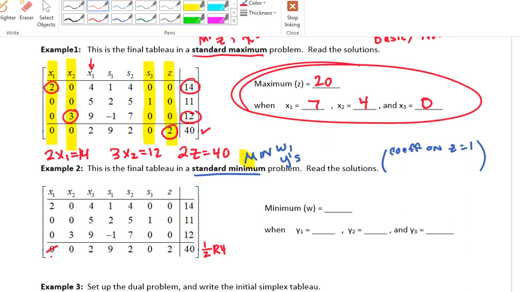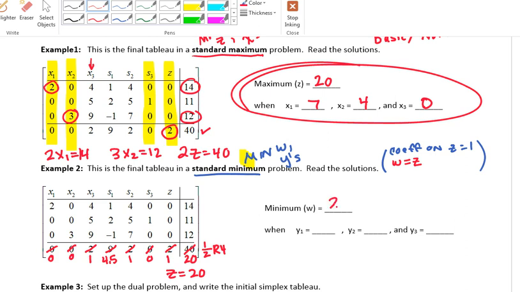Okay, now I have to do that to all the numbers. So all of these numbers I'm going to cut in half. 2 divided by 2 is 1. 9 divided by 2 is 4.5. 2 divided by 2 is 1. 0, 1. 40 divided by 2 is 20. Okay. Now remember, if I have a 1 in the z column, then I know that my maximum z ends up being the same as my minimum w. So I can read this as z equals 20.